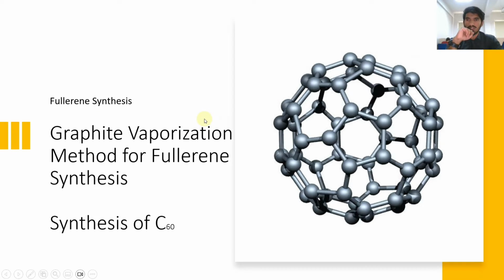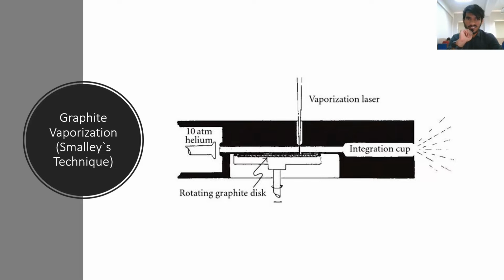Moving on towards the graphite vaporization method for fullerene synthesis. It is a method for the synthesis of fullerene, and more specifically for the synthesis of Buckminsterfullerene, that is a C60 molecule. This is the setup for the graphite vaporization, and it is also known as Smalley's technique, because Smalley is the name of the scientist who discovered this technique.